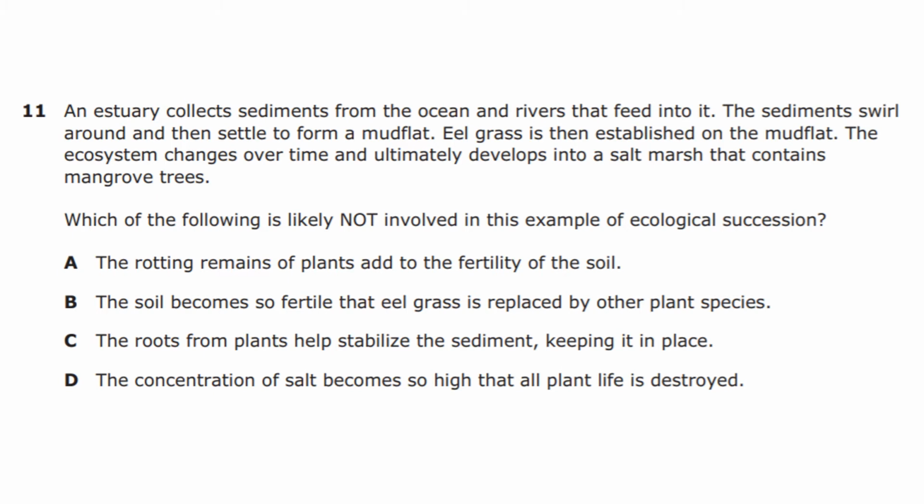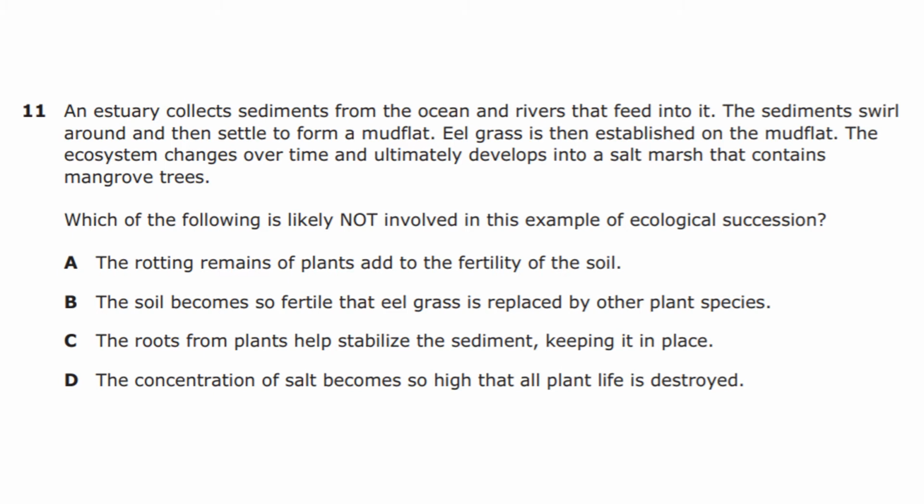And then eelgrass is established, which means it starts to grow on the mudflat. The ecosystem changes over time and eventually develops into a salt marsh that contains mangrove trees. So this is a process that we know of as succession. And in this case, when you're talking about a new area where nothing has grown before, it's not going to be primary succession because this area already has living things there.